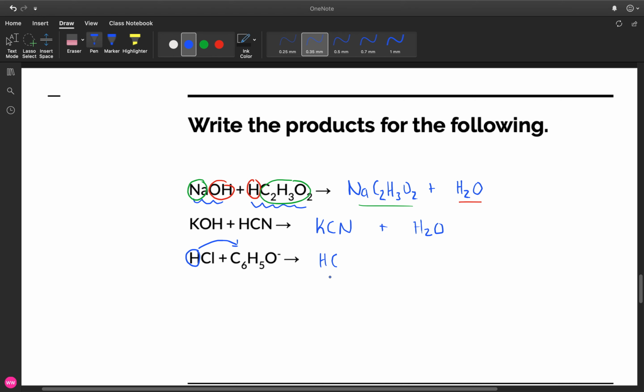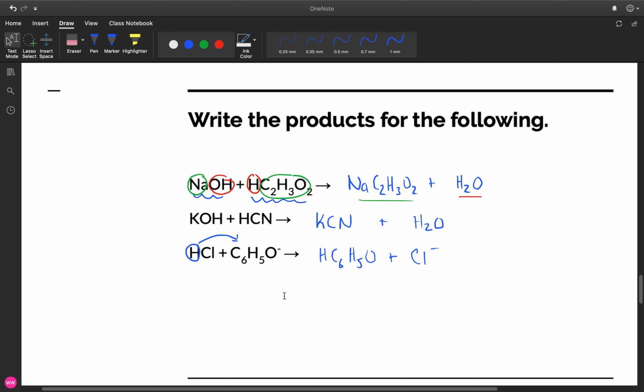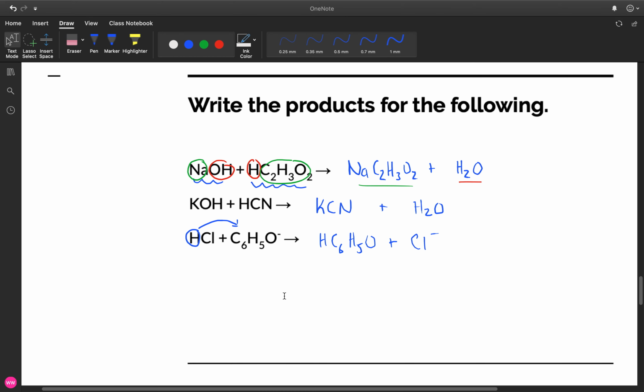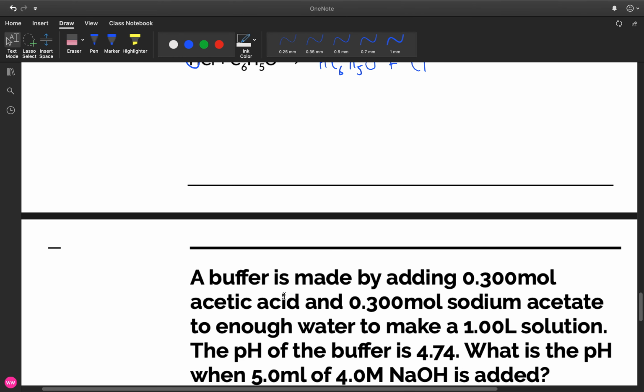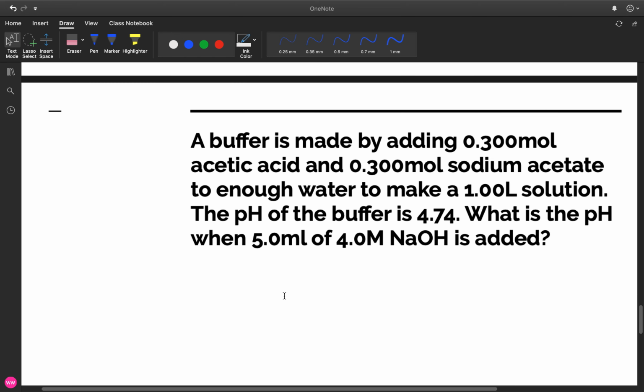H5O. This looks like phenol to make HC6H5O plus the chloride ion. So these are going to be the three reactions here, and hopefully you can identify that when the hydrogen ion is added from a strong acid, it will automatically get put onto the anion. And as far as the hydroxide goes, it will do something very similar to the cations. All right, so let's try this out.